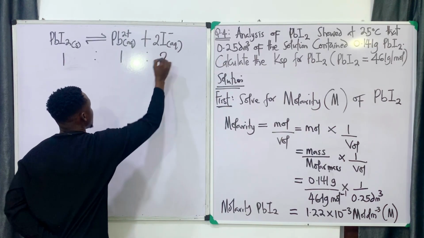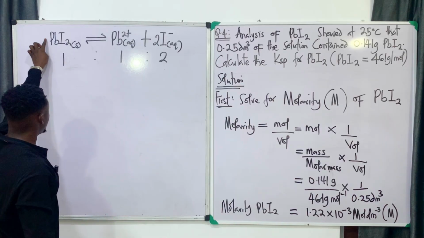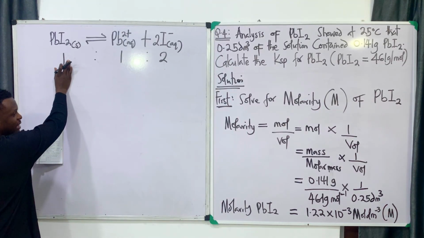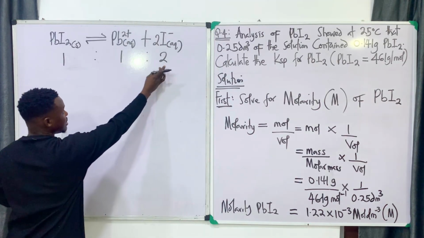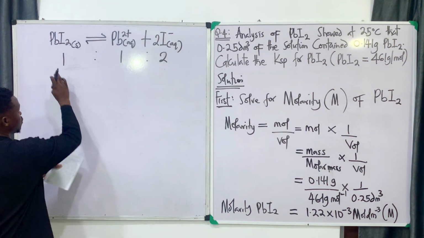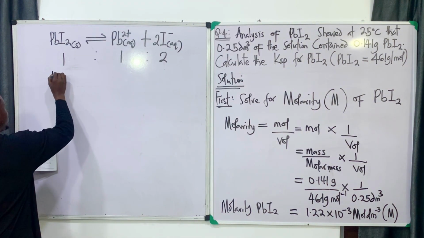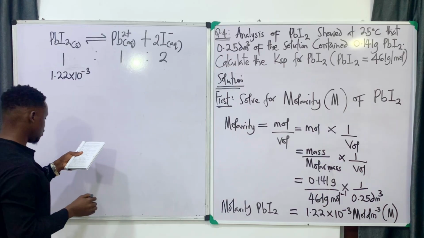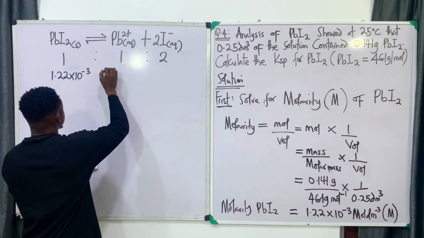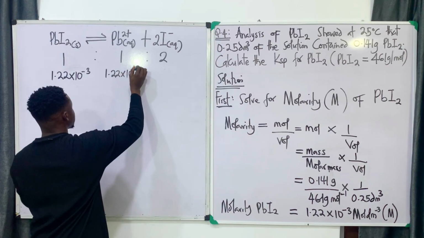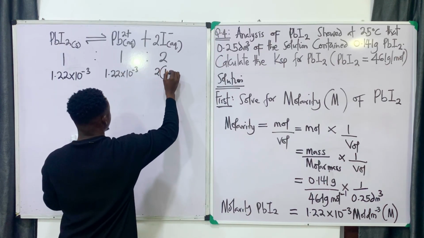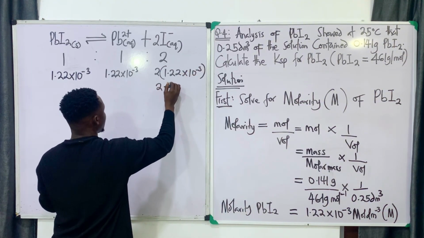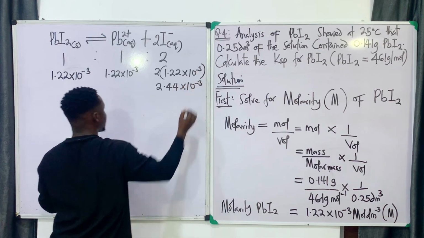1:1:2. Now, if you look at the ratios here, this is 1 mole, this is 1 mole, and this is 2 moles. All right, so whatever the concentration of this guy is will be the same thing as here, but in this case, it will be times 2 of whatever the concentration of this guy is. So we say this is 1.22 times 10 raised to the power of minus 3. That is the concentration of this. This guy is 1.22 times 10 raised to the power of minus 3. And this guy is 2 into 1.22 times 10 raised to the power of minus 3. And when you do that, this is 2.44 times 10 raised to the power of minus 3.